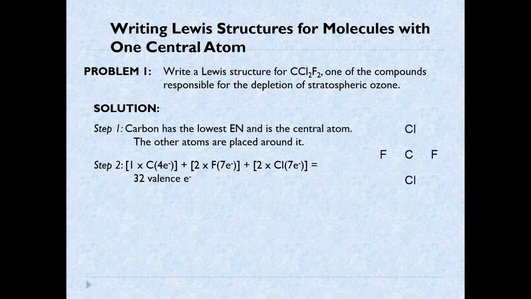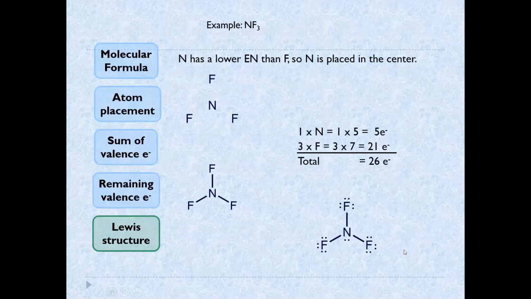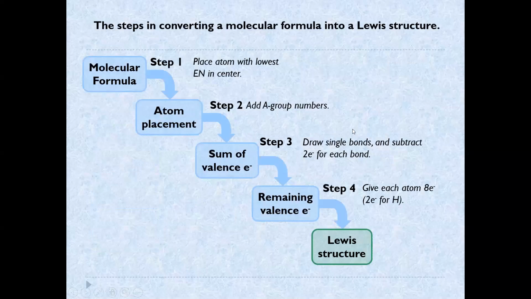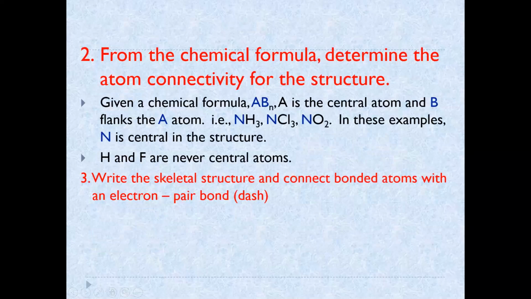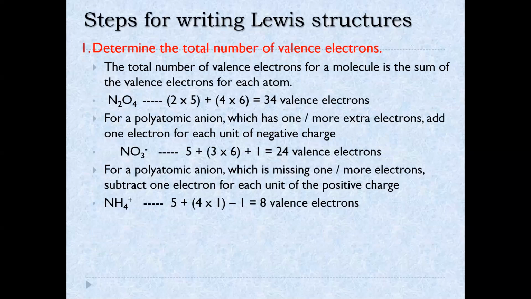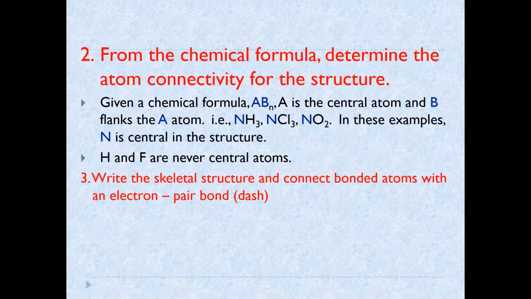How did nitrogen get the lone pair? I've already explained before, but let's look at the rule. The reason why nitrogen has a lone pair is in the rule. The rule says determine the total number of valence electrons, and for NF3, nitrogen has 5, fluorine has 7 times 3, that's 21, plus 5, 26 valence electrons.